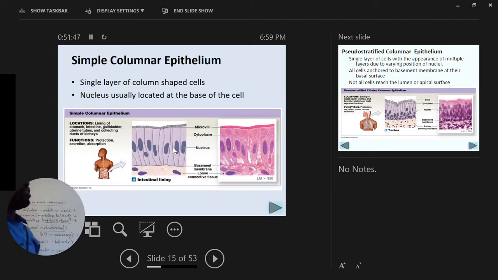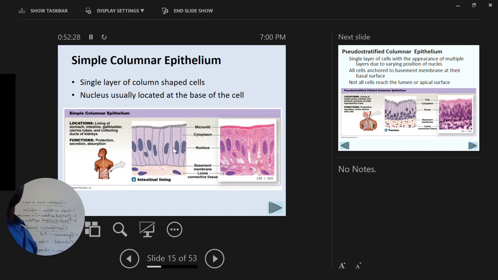The other one, we are still looking at simple now. Then we have simple columnar. Columnar, usually they are like columns, right? So they are longer, right? So anytime you see cells that look longer, they will always have their nucleus closer to the base. Their nuclei are usually closer to the base than to the apex. So this will be the apical membrane, right? The apical layer, right? Then this is the basement membrane. So their nuclei are usually closer to the basement membrane than to the apical membrane. They also protect because of their shape.